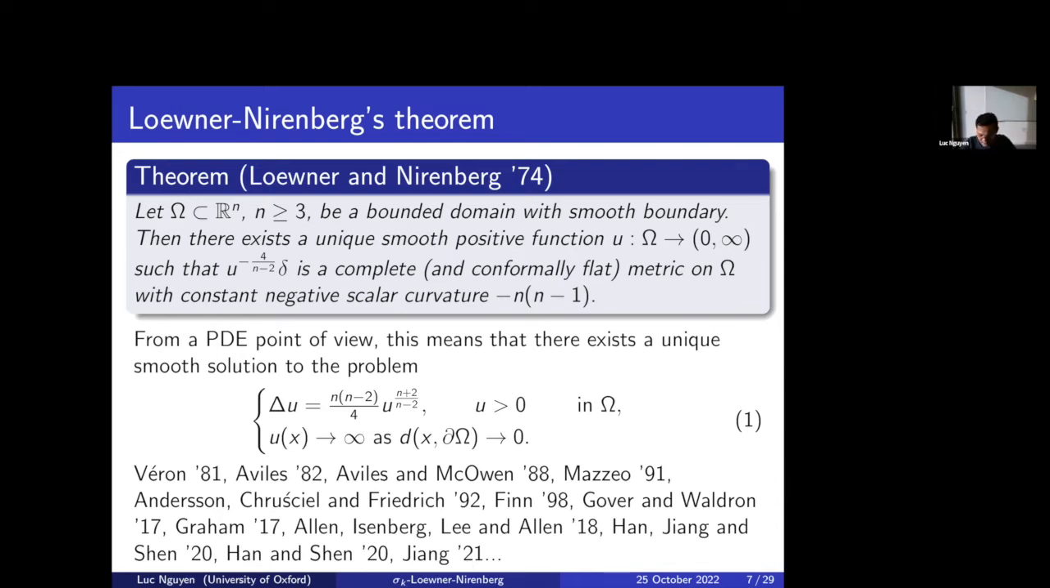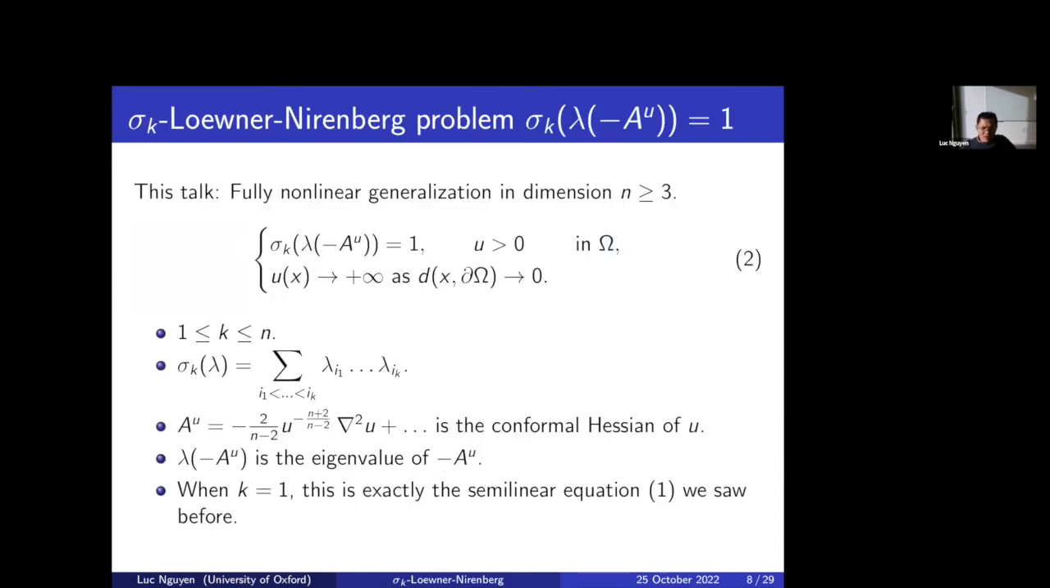Okay, so that's about the Loewner-Nirenberg problem. In this talk, I will talk about a fully nonlinear generalization of this problem. The problem I will consider is of this type: a sigma k function of the eigenvalues of a matrix. I will try to set it equal to 1, and I look for a positive solution, and I will continue to impose that u goes to infinity at the boundary.